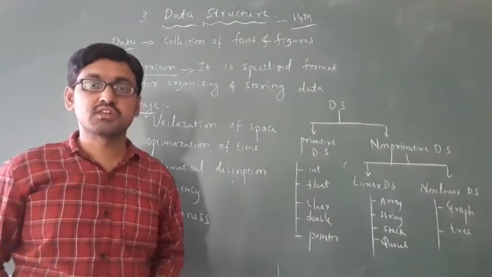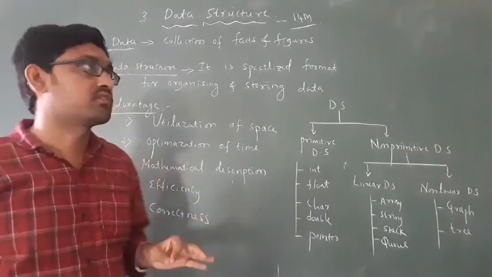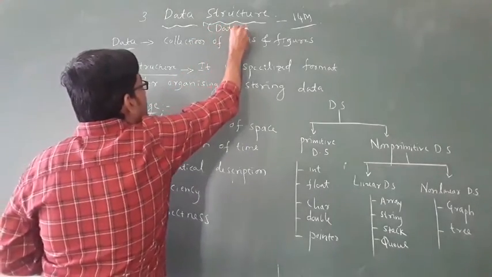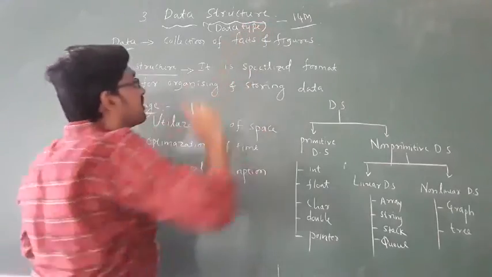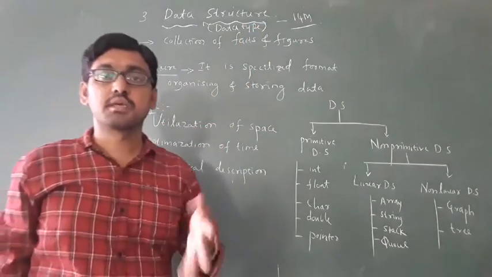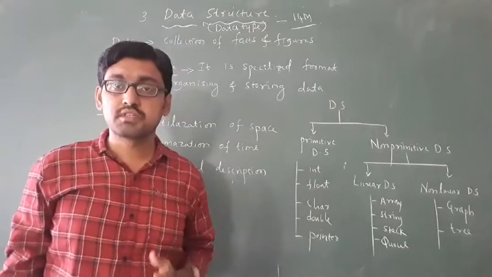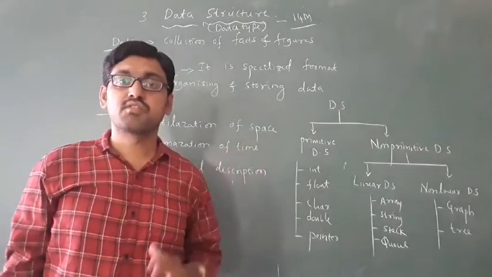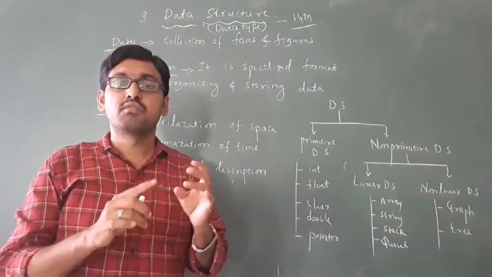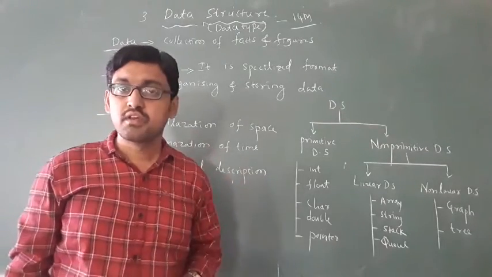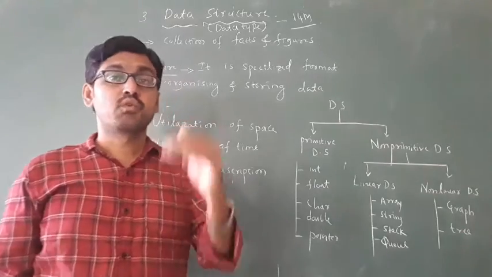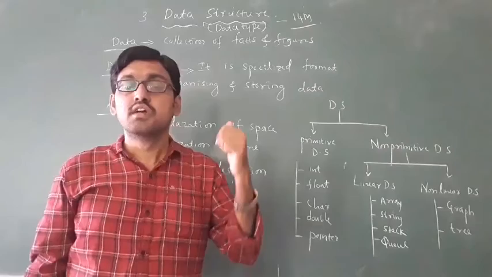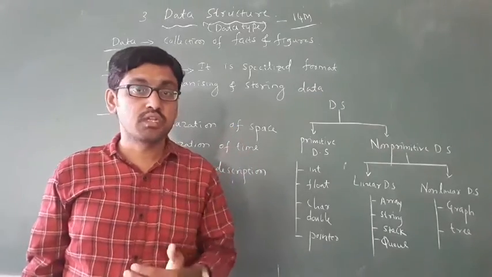What is data structure? Already you know, data structure is nothing but data types. There are so many data types we already discussed in first year: int, char, double, float. These are data types which you use during programming, when you are writing a program to declare variables. Already you know this from the first year.